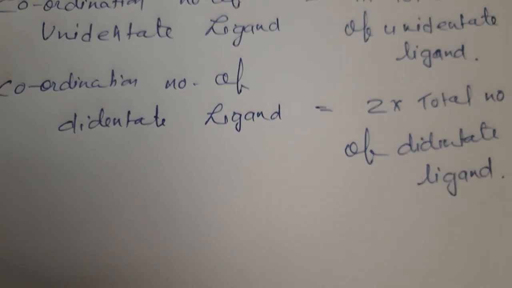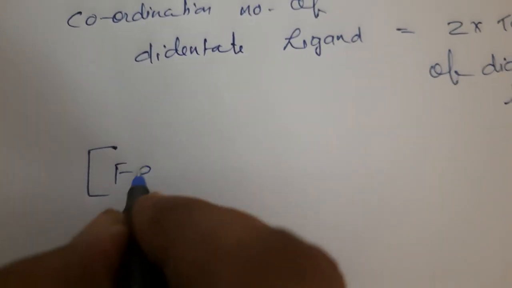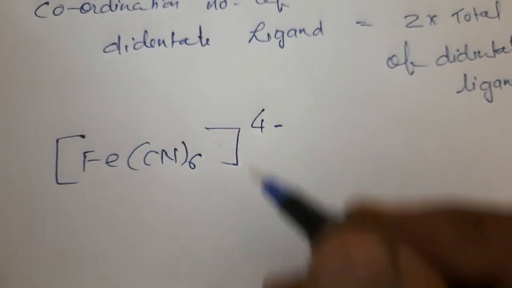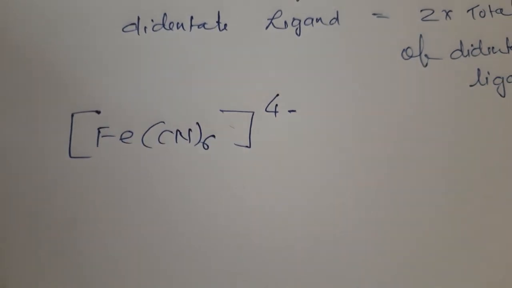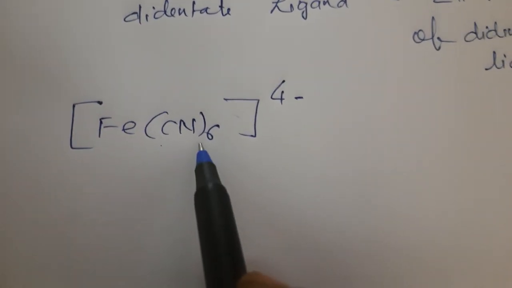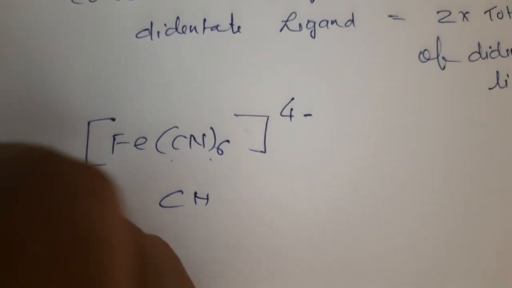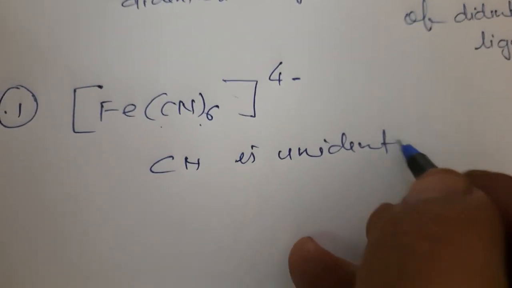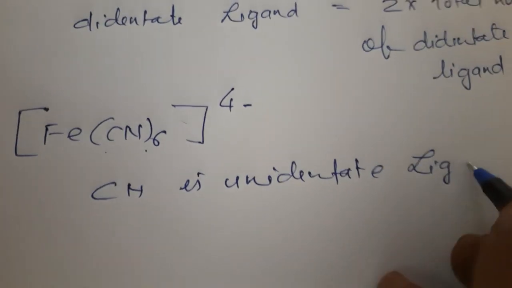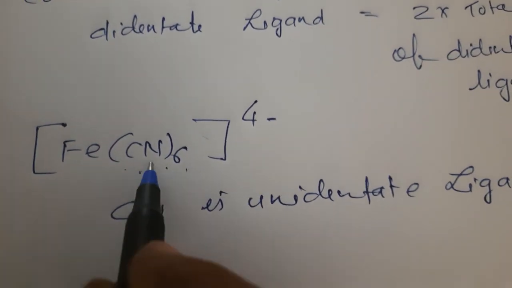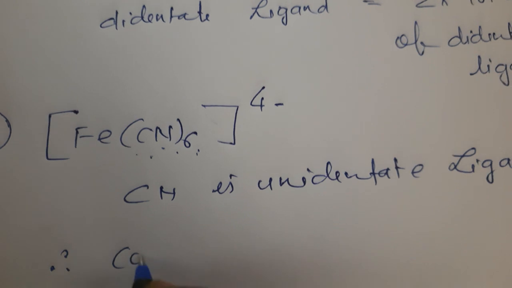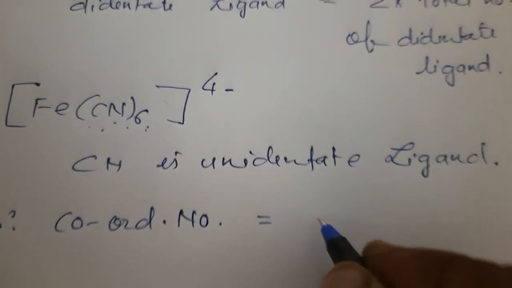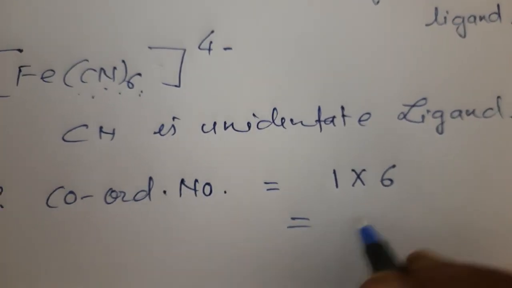If I show you with an example, if I am writing here Fe(CN)6 4-. ठीक है. So what we see here, CN is a unidentate ligand. ठीक है. And कितने CN हैं? 6 हैं. Therefore coordination number is equal to 1 into 6 is equal to 6.